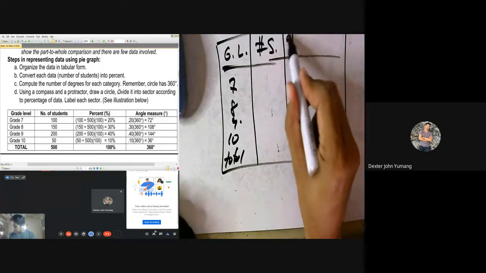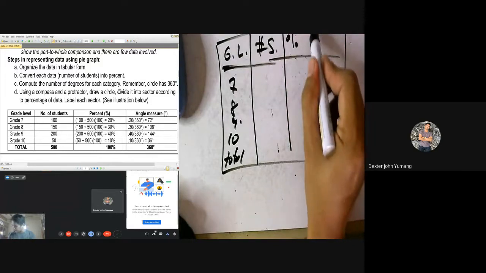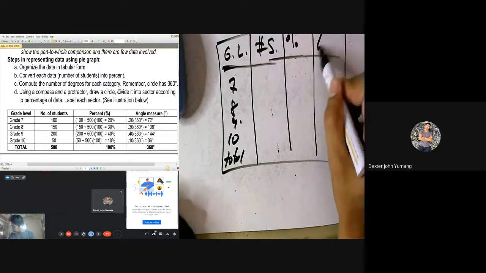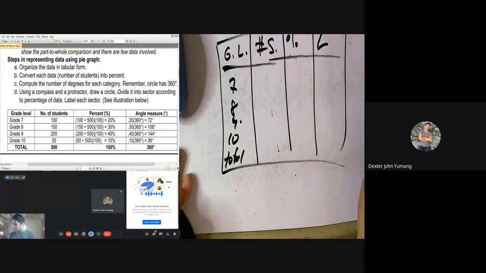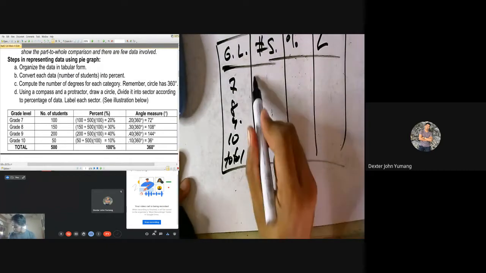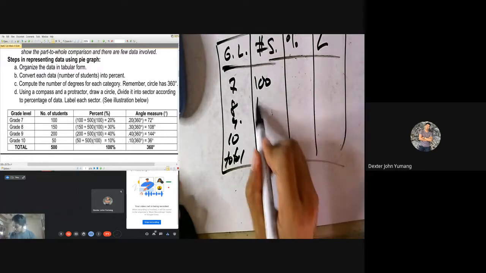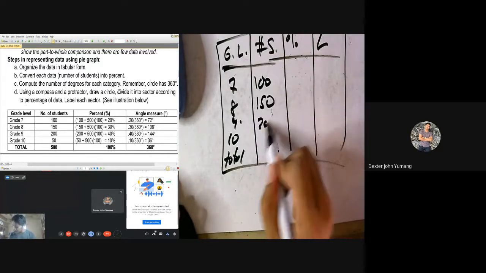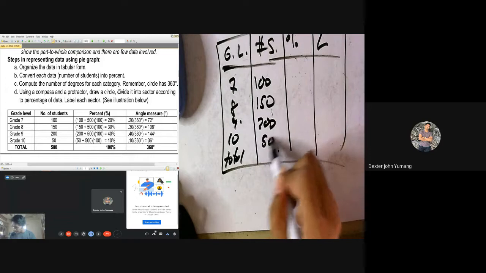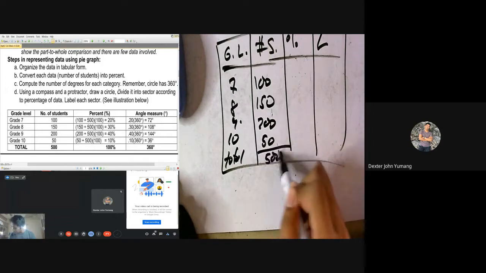Then the number of students, percentage, and the angle measure. So, measure of angle. Allow me to use the symbol for angle. For the grade 7, we have 100 students. For the grade 8 is 150. For the grade 9 is 200. For the grade 10 is 50. If we add these, the total number is 500.